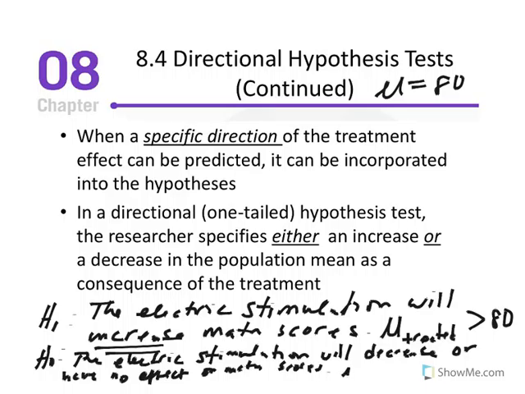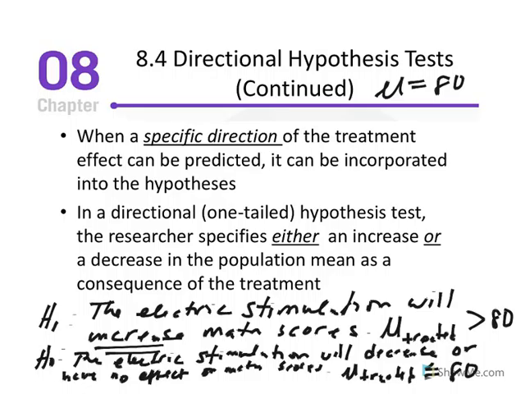So what does that look like in terms of the notation? The mu treated, we're saying, will be less than or equal to 80. So it always includes that equal. Remember when it was non-directional, it was just equal, right? The mu treated will equal 80. And now we're saying it's going to decrease or be equal to 80. So it's contradictory to the research hypothesis that says it will increase.